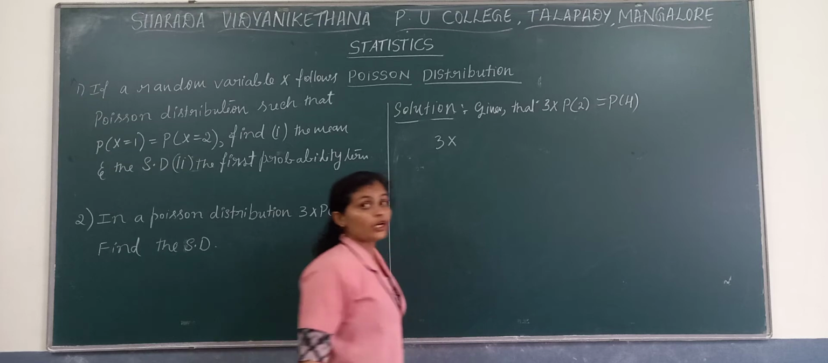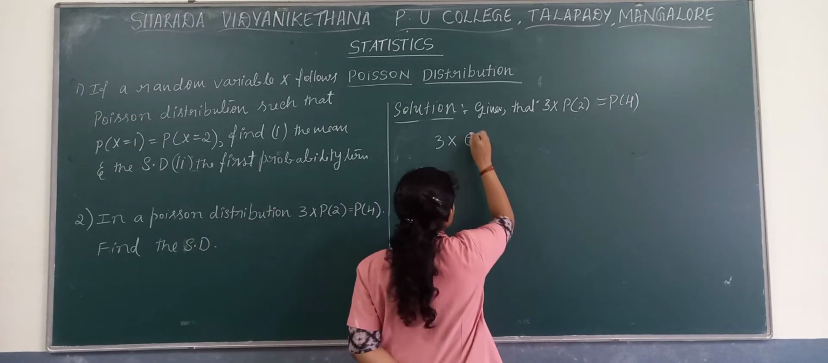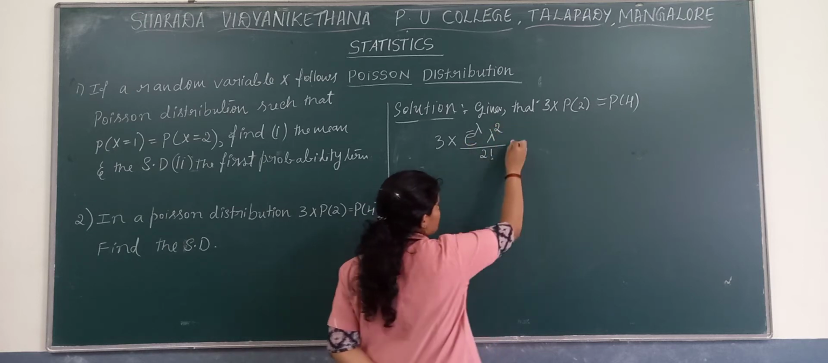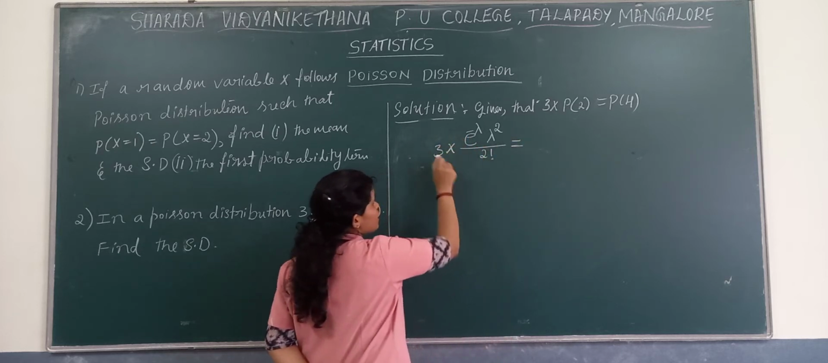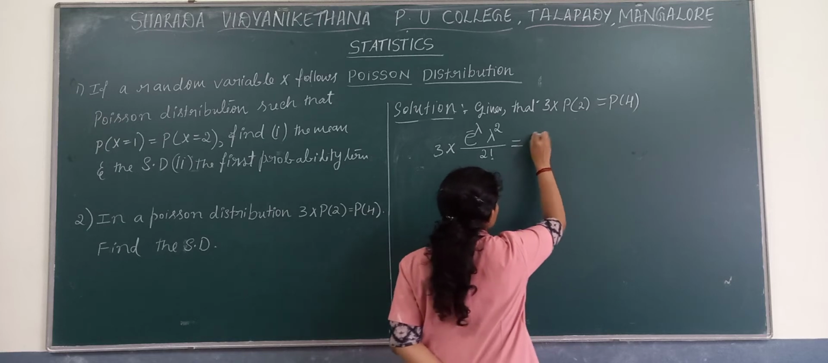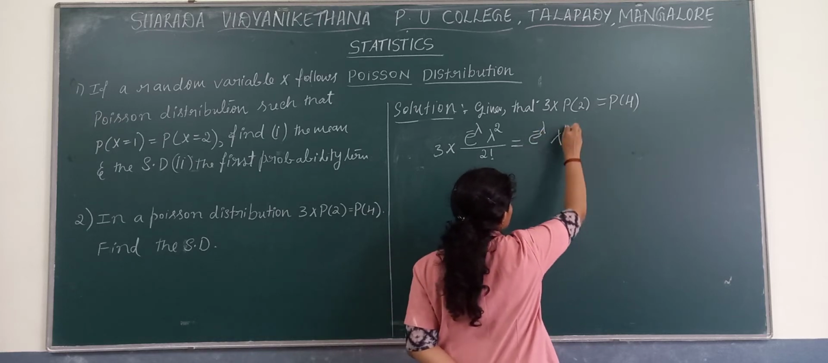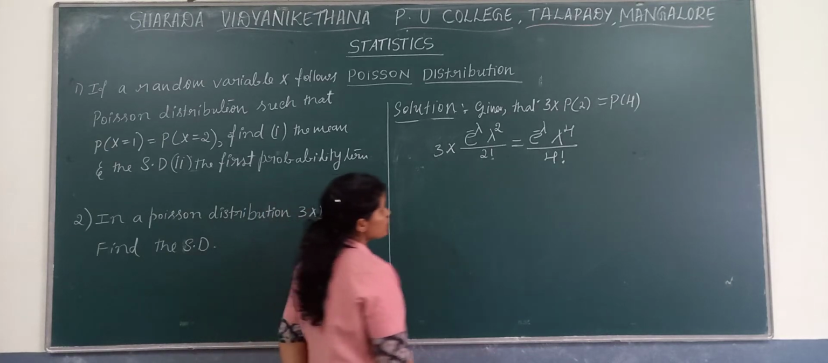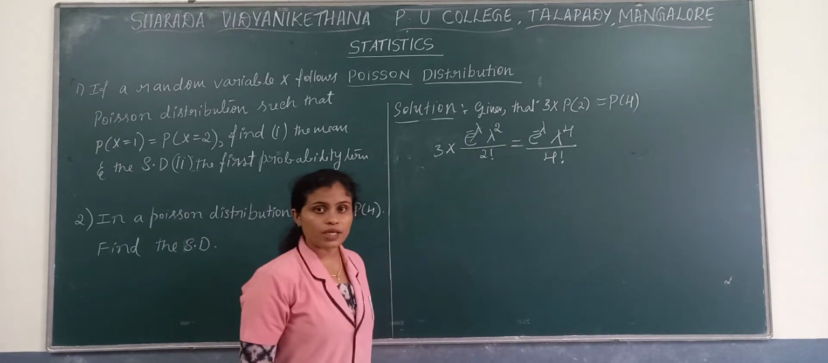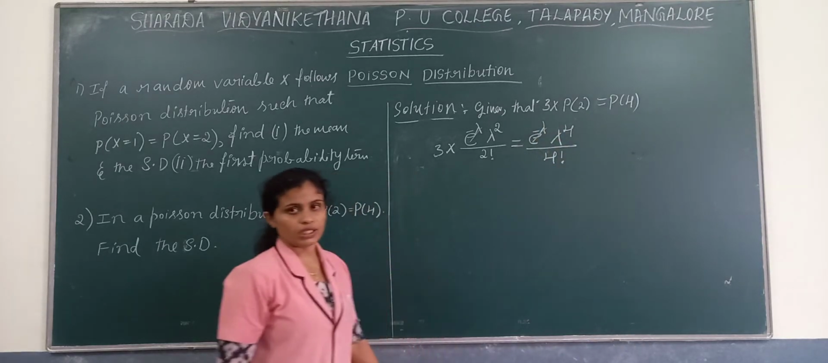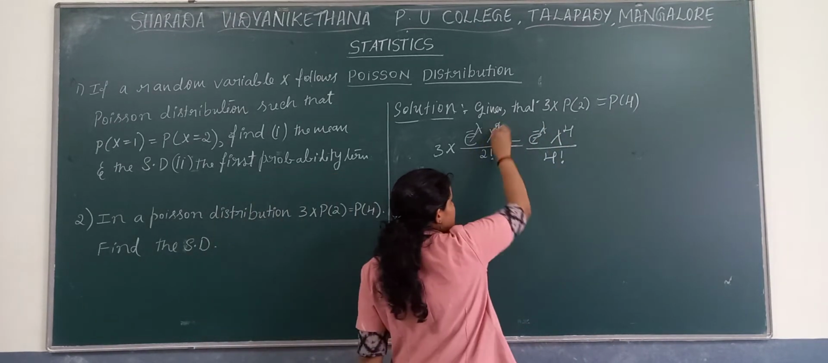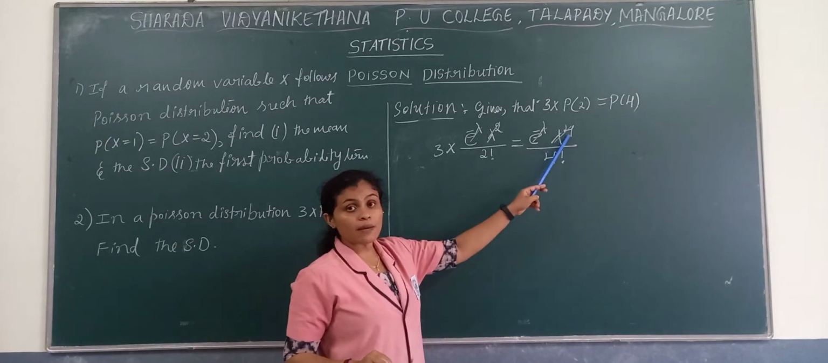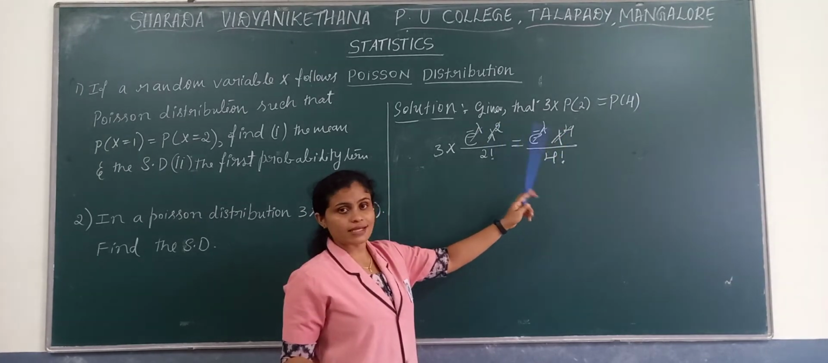Now, 3 into P of 2. P of 2 means what? E to the power minus lambda, lambda to the power 2 divided by 2 factorial, into 3, is equal to P of 4, e to the power minus lambda, lambda to the power 4 divided by 4 factorial. Now here, e to the power minus lambda and e to the power minus lambda will get cancelled. And here, lambda power 2 and then power 4 is there, lambda power 2 will get cancelled, and lambda power 2 will remain.